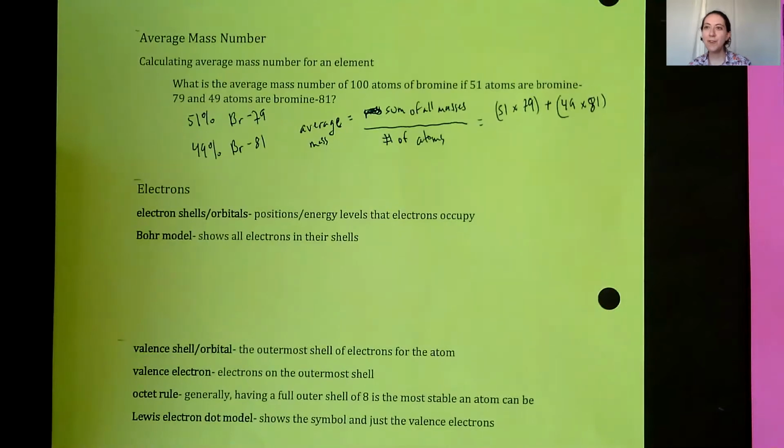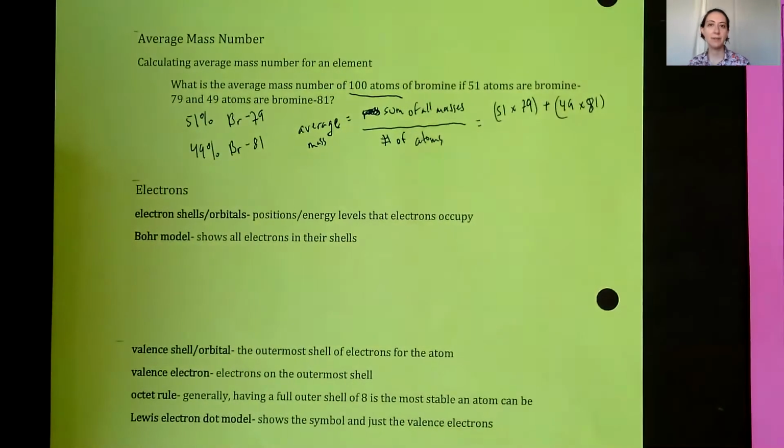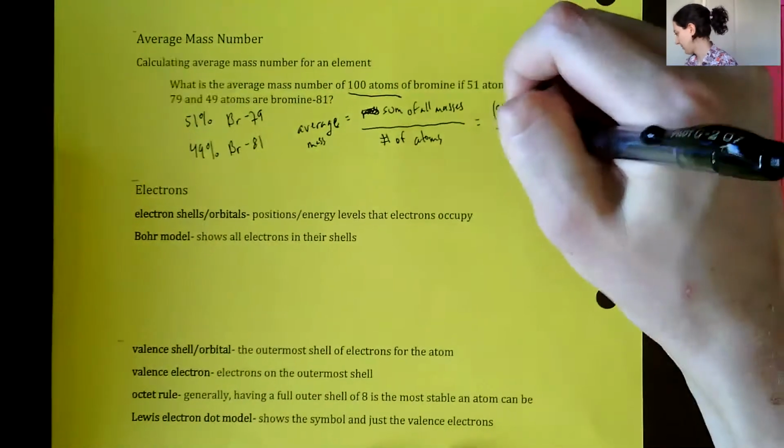okay. If you said 2, the answer is no. This is a very common mistake. It is not 2. There are 2 types of atoms. There are 2 isotopes of bromine, the bromine 81 and the bromine 79. However, the total number of atoms is 100. So we need to divide by 100.